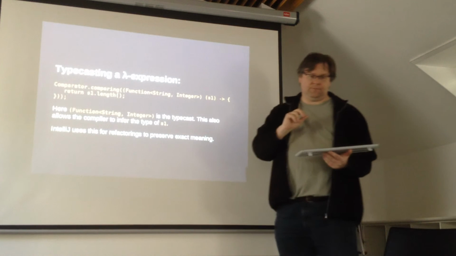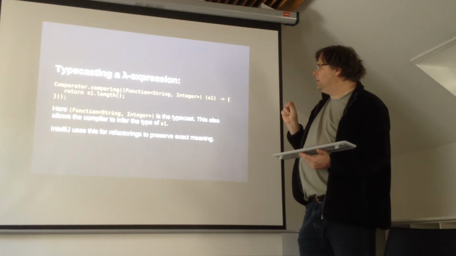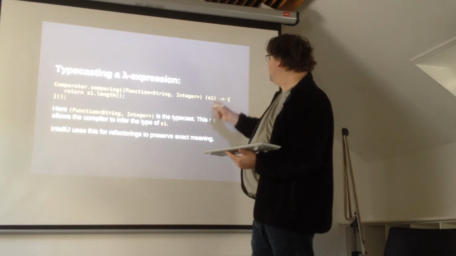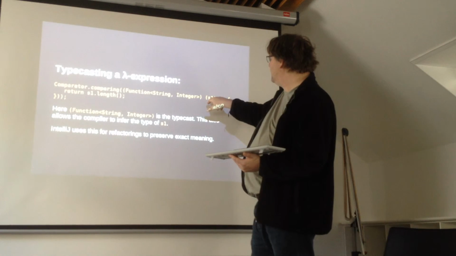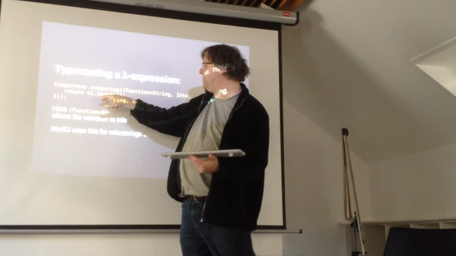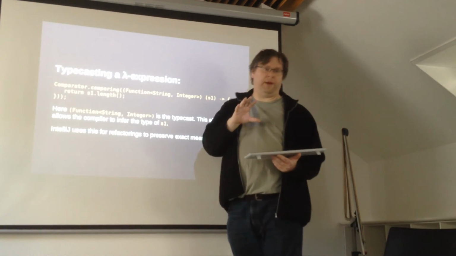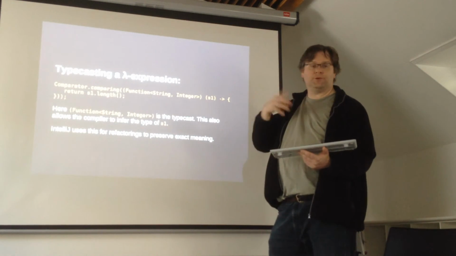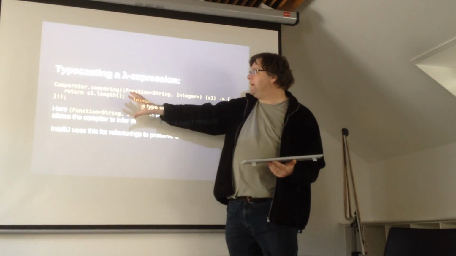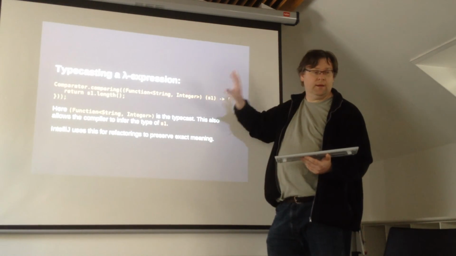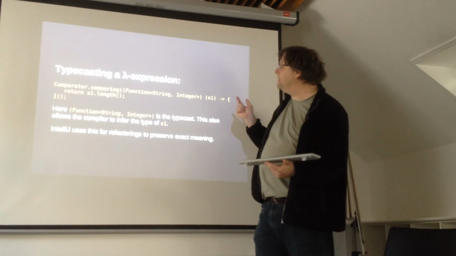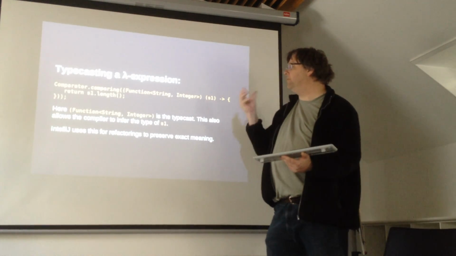You may have to help the compiler by typecasting the lambda expression. Here's an example. We have one here which, given an S1, returns the length of S1. This is a very unusual comparator which allows you to sort strings according to length. It's just an example. This particular typecast was the one inserted by IntelliJ when converting an anonymous function to the equivalent lambda function. So apparently this is necessary to keep full meaning for IntelliJ.